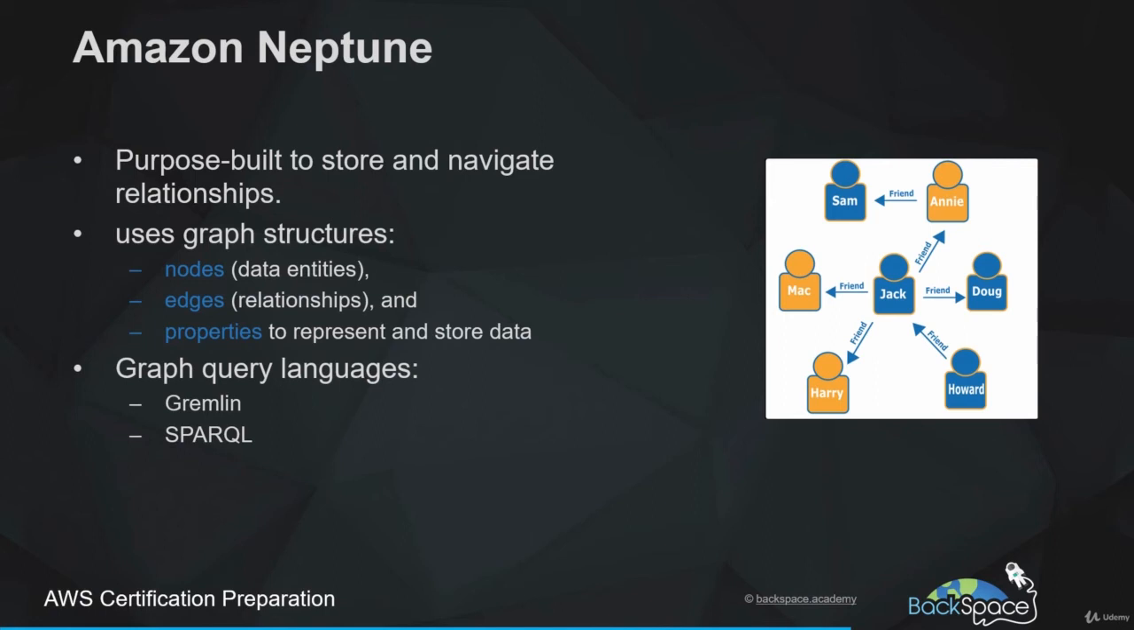So a graph database uses graph structures which consist of nodes and their data entities. On the diagram here we can see Jack and Mac and Harry, they're nodes. And we have edges, and they're the relationships between nodes. So we can see there's a relationship between Jack and Mac. There's also a relationship there between Jack and Doug. And we also have properties for nodes, and that is data that we can associate with that node. We can query this using the graph query languages Gremlin and SPARQL.